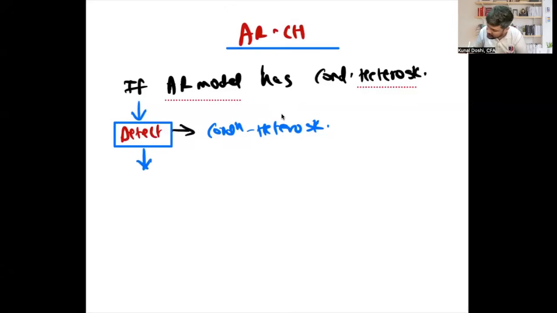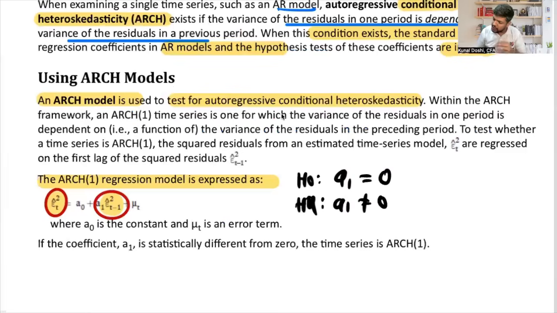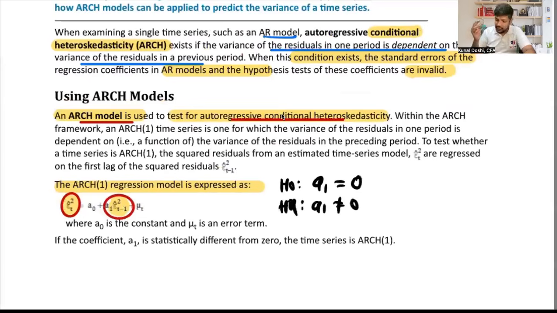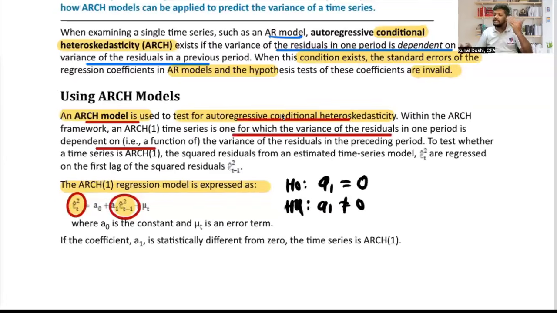What is an ARCH(1) model? I will describe it in a moment. So instead of just saying AR(1) model, we will use an ARCH(1) model. Okay, now let me show you that. An ARCH model is used to test for autoregressive conditional heteroskedasticity, everyone. Within the ARCH framework, the time series is one for which the variance in one period is dependent on the variance in another. To test this, the squared residuals from the estimated time series model are regressed on the first lag. So you're going to regress the error on the first lag, one lag, right?